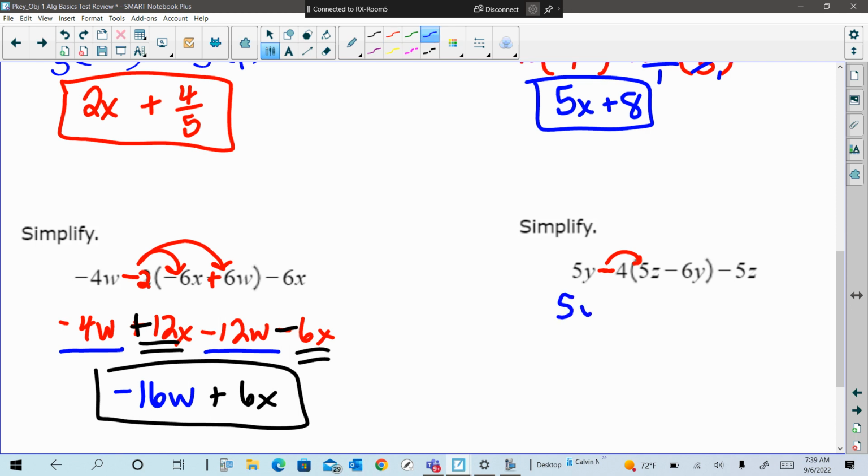Keep your 5y, then this becomes negative 20z. A negative times a negative makes that positive 24y. And then minus the 5z. And then you're just combining like terms.